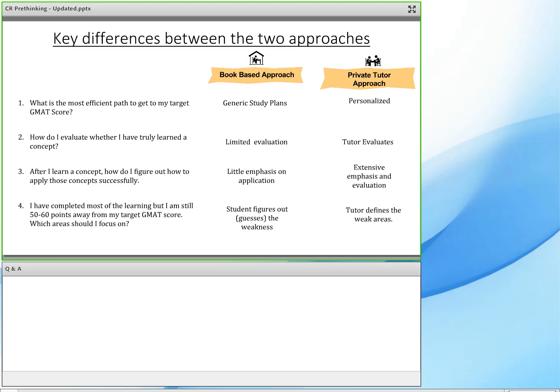So again, as I really said, you learn the same content in both these approaches, but the extent of application, the extent of feedback, the extent of precision in a private tutoring based approach is a lot more. And you can really see how we've architected e-GMAT to follow this approach.